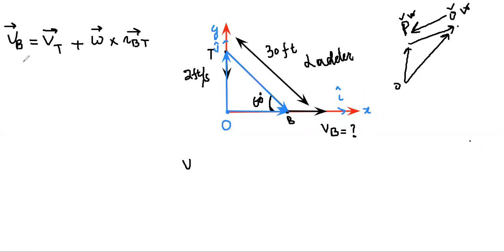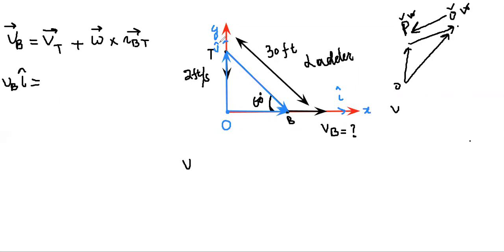Now, this is the equation that we'll be using. The velocity of point B can be written as the magnitude of the velocity of point B and its direction is along the x-axis. So we write this as VB i cap, because we know the velocity of point B is along the x-axis, is equal to the velocity of point T. Point T's velocity is in the downward direction, it is moving downwards.